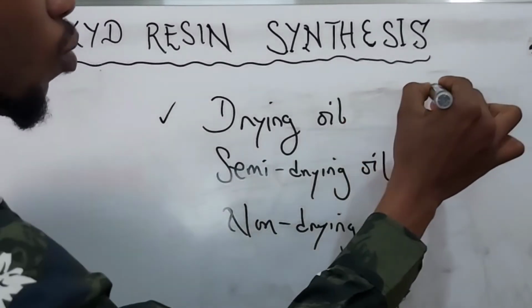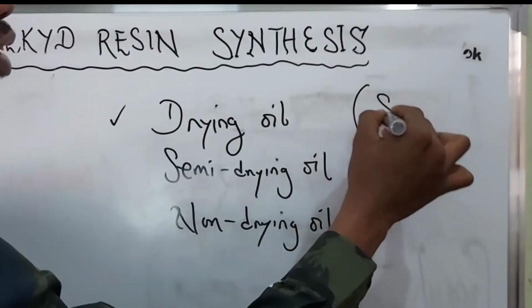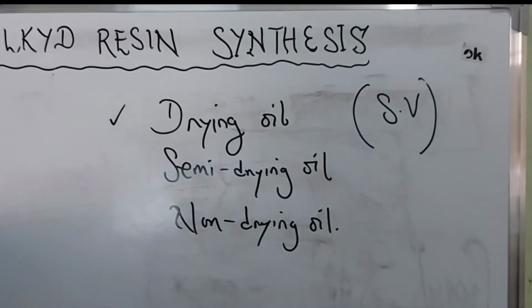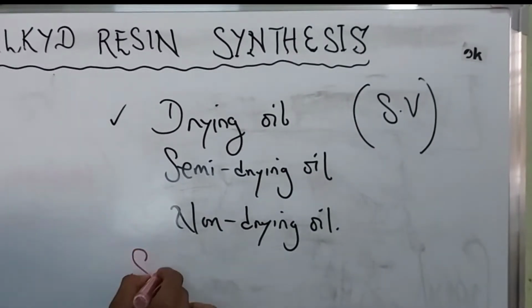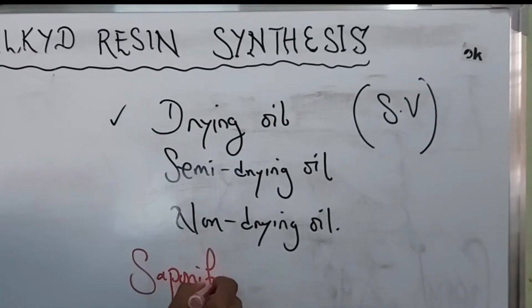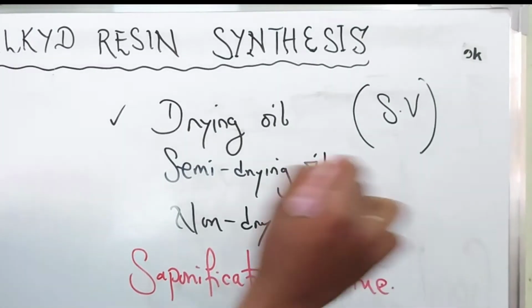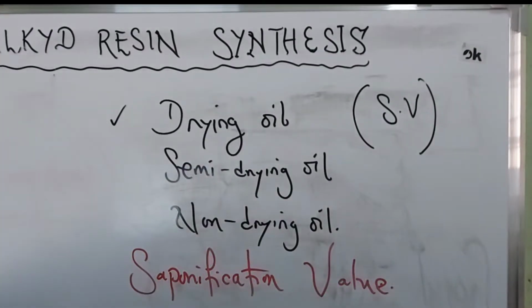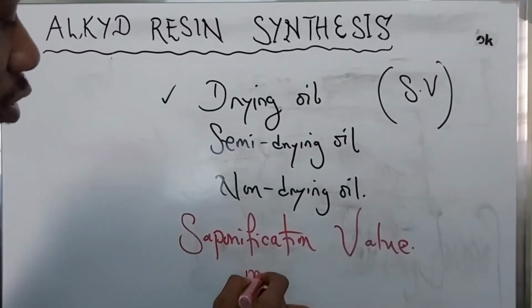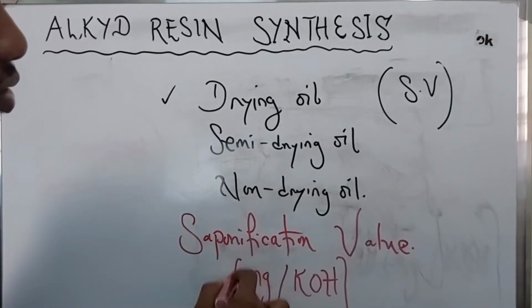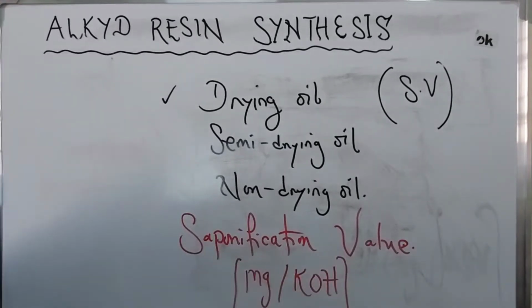That will depend on what we call the saponification value, SV. So the saponification value is very important. You need to determine first the saponification value of the oil you are employing for the Alkyd resin synthesis. The saponification value is just the milligrams of potassium hydroxide that is required to neutralize the fatty acids present in the oil.